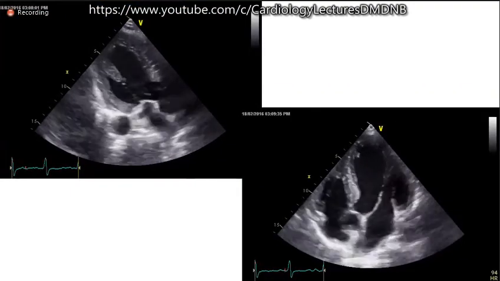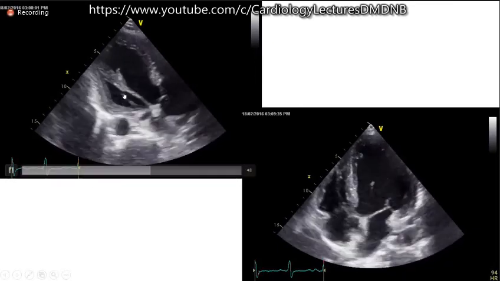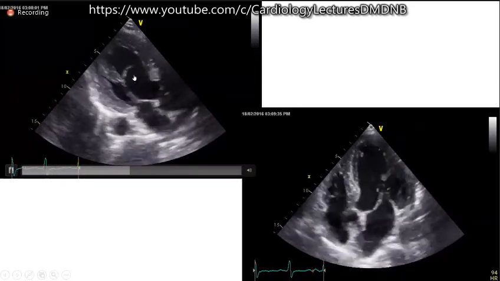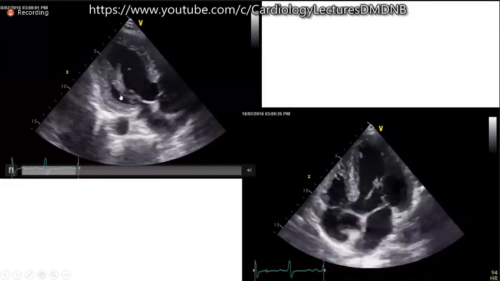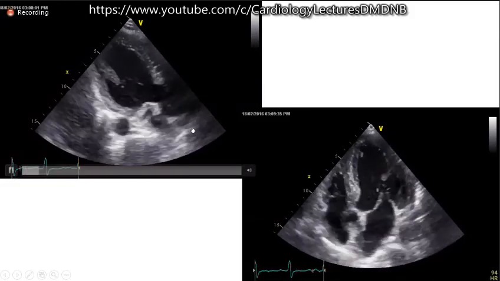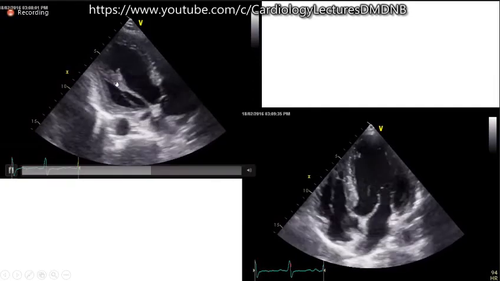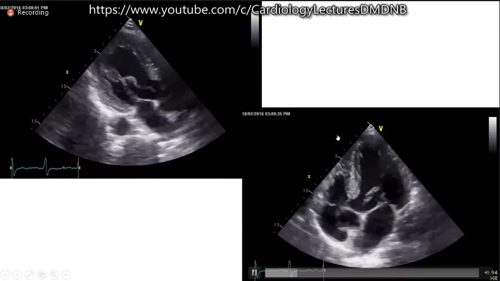You can see a very huge vegetation here. So this is a very significantly large vegetation.